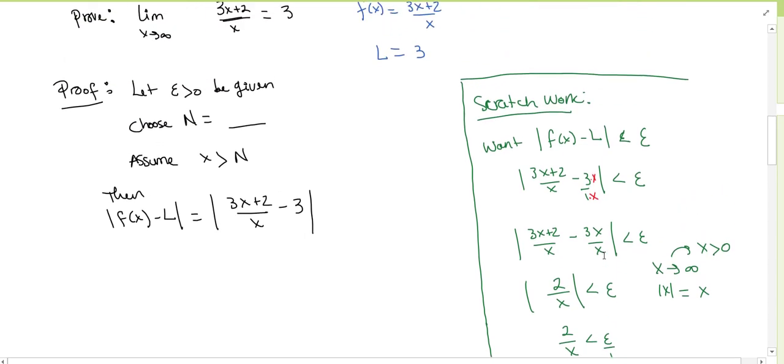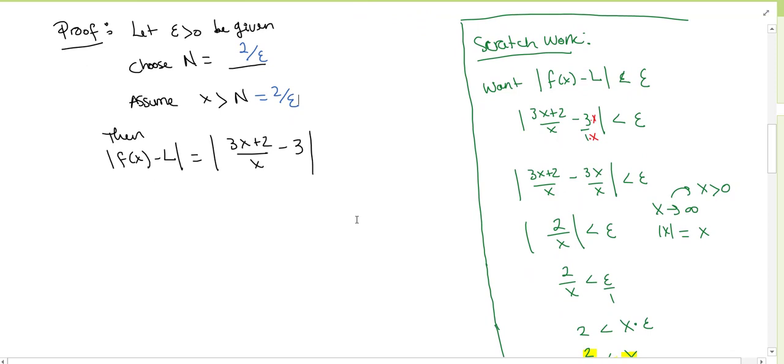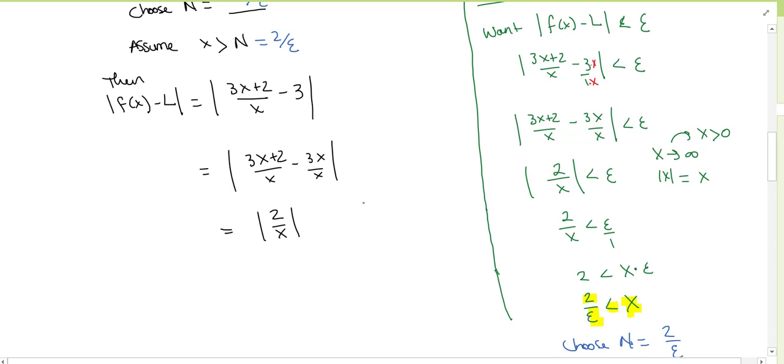So let's go back to our proof. So we're going to choose here n to be 2 over epsilon. Now we're assuming that x is greater than n, which is 2 over epsilon. And then just as we did before with the limit as x goes to a proof, we redo our scratch work. So get a common denominator. The 3x are going to cancel, so we're just left with the absolute value of 2 over x. And again, x is going to infinity, which means x is greater than 0, therefore the absolute value of x is x. So I can drop the absolute value.